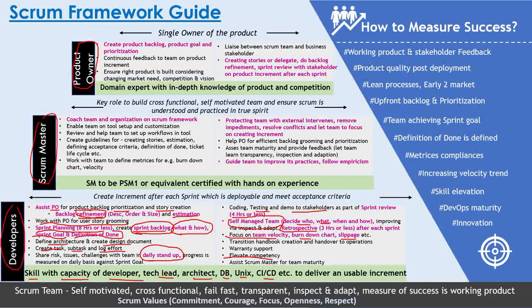Definitely their output will increase, and that's how my velocity will be measured. So they have to make sure their velocity is increasing over the period, or it is consistent. All these things, whatever I've discussed so far, the development team is supposed to do.